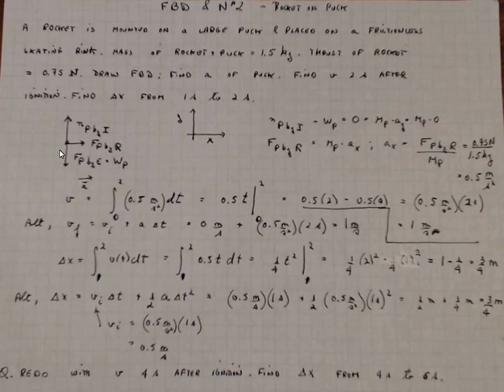So first of all, the free body diagram. There are three forces acting on the puck. The normal force of the ice acting upwards, the force of the earth acting downwards, which is the weight of the puck, and the force of the rocket acting to the right.